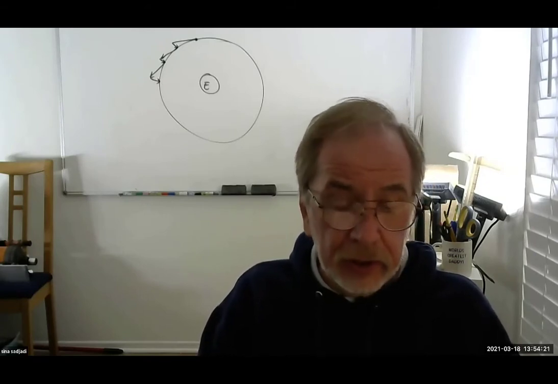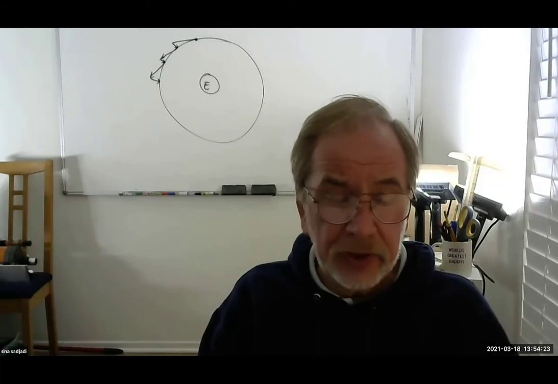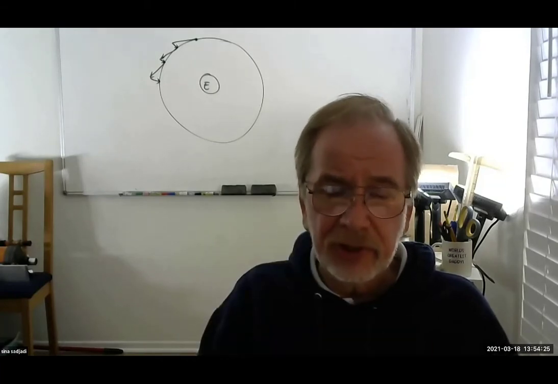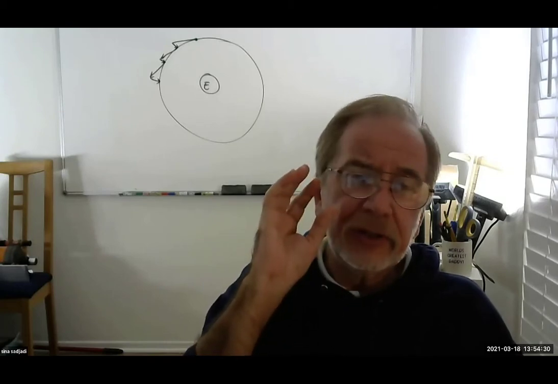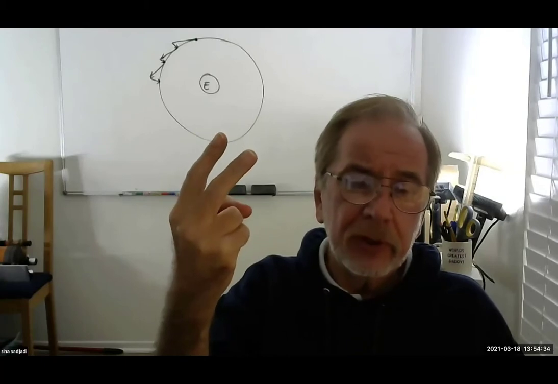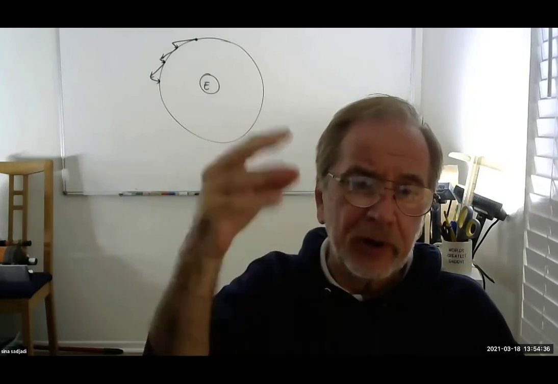Now, the third law is the one that I can give you a question. I'll give you an easy question. I won't give you a hard question. It says the time it takes a planet to go around the sun to the power of 2 is equal to its distance to the power of 3.